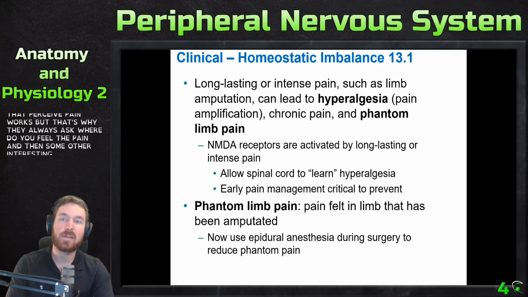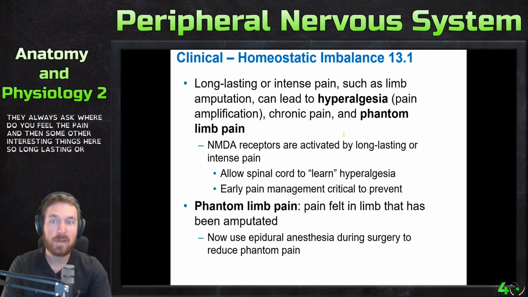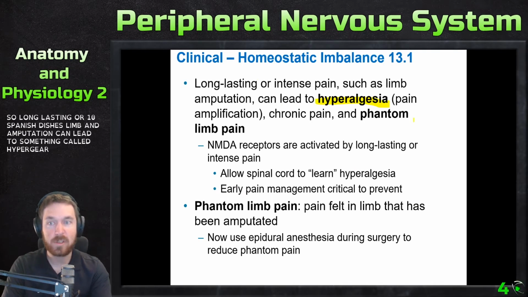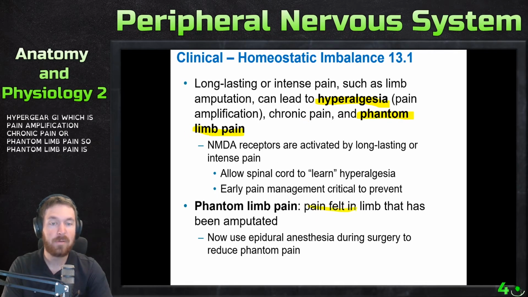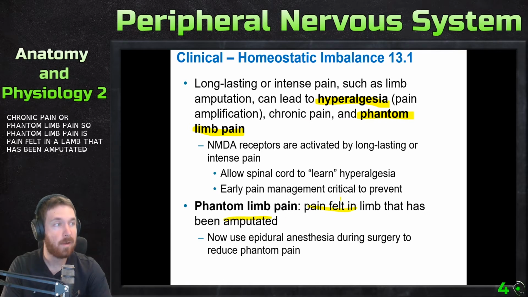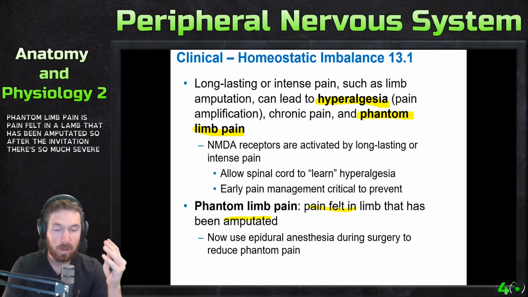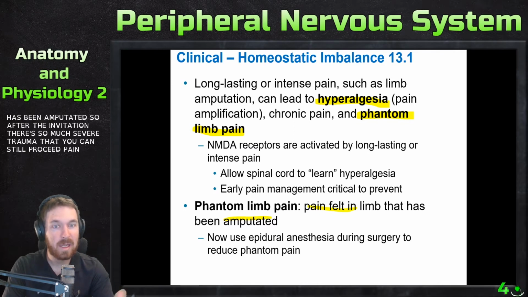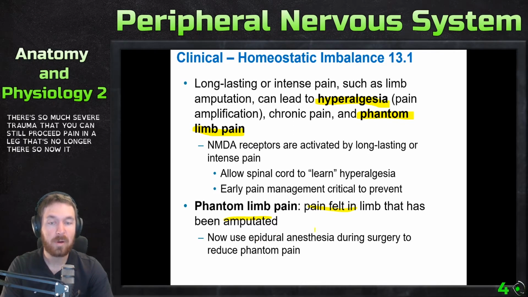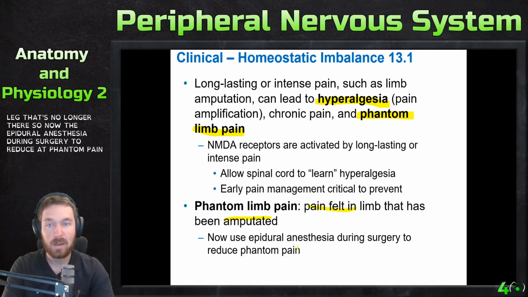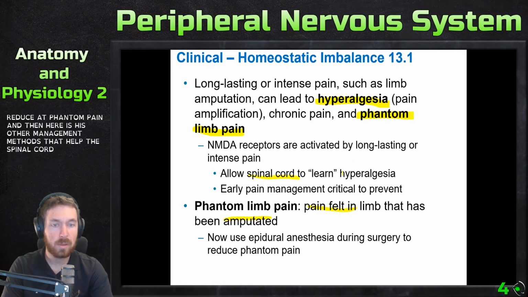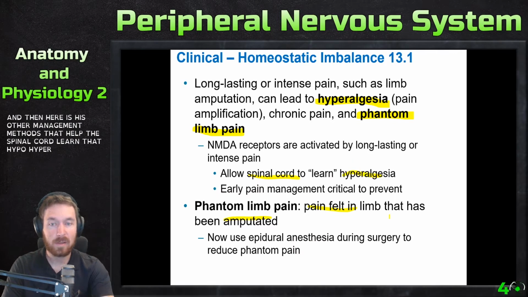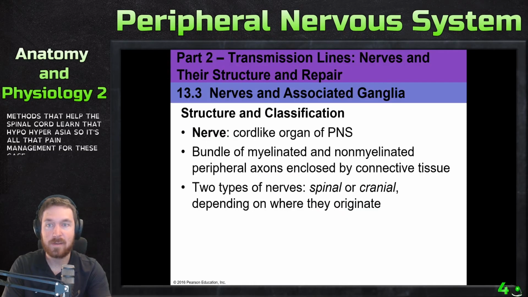And then some other interesting things here. Long-lasting or intense pain, such as limb amputation, can lead to something called hyperalgesia, which is pain amplification, chronic pain, or phantom limb pain. So phantom limb pain is pain felt in a limb that has been amputated. After the amputation, there's so much severe trauma that you can still perceive pain in a leg that's no longer there. So epidural anesthesia during surgery can reduce that phantom pain. And then there are other management methods to help the spinal cord unlearn that hyperalgesia. So it's all about pain management for these cases.